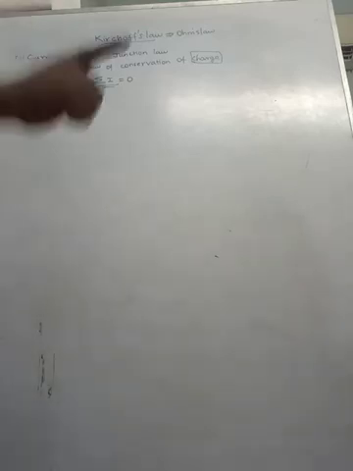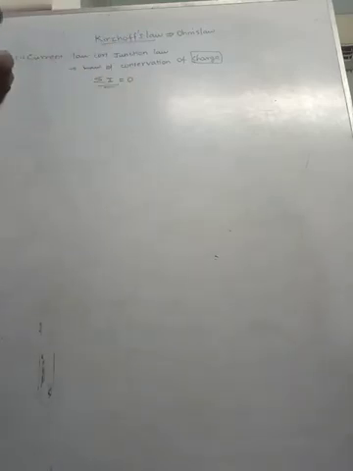The word algebraic is very important here. Algebraic means we are considering the sign. If the current moves towards the junction, we take it as plus. If the current leaves away from the junction, we take it as minus. So let us take a junction.